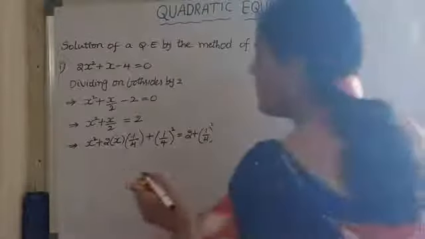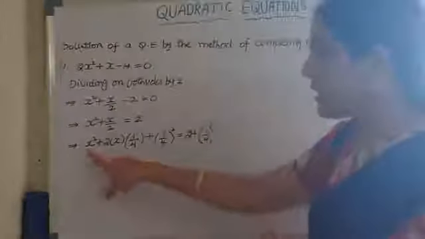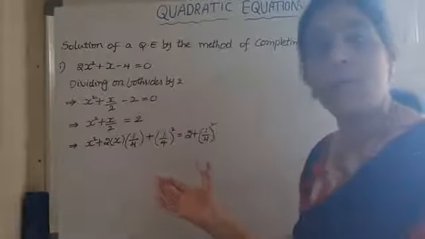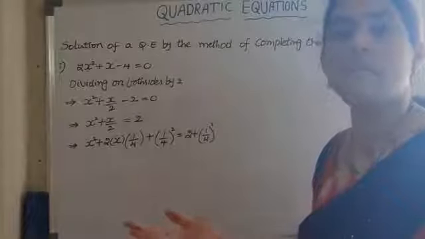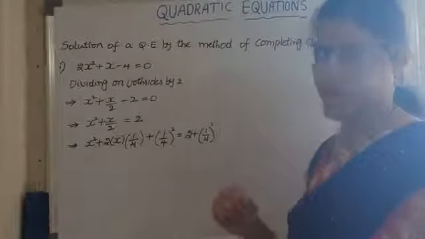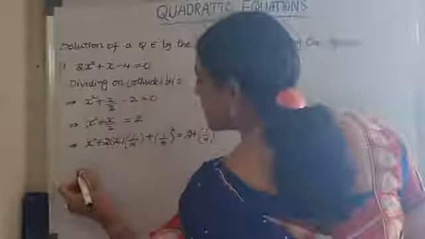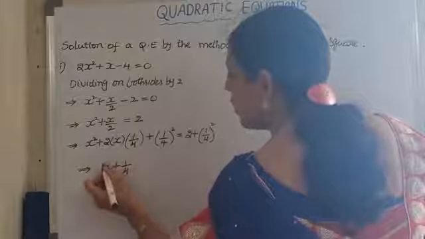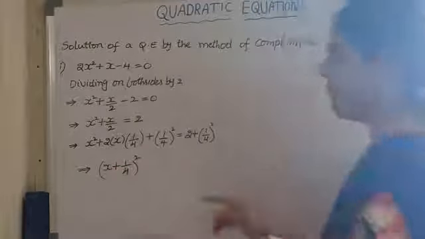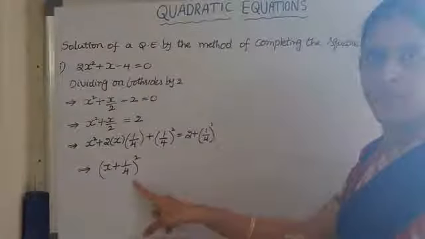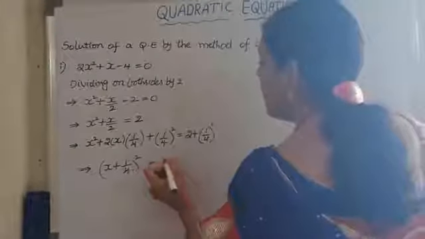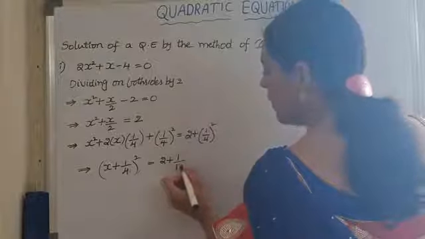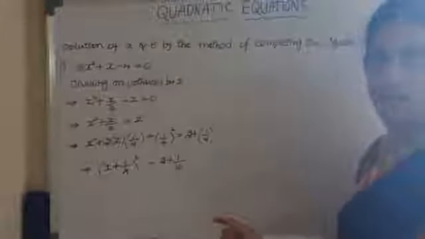Understand? See here now, this is of the form a square plus 2ab plus b square. What is the formula for a square plus 2ab plus b square? Yes, a plus b whole square. Here what is a? x. What is b here? 1 by 4. Now this is of the form a plus b whole square, that is, x plus 1 by 4 whole square is equal to 2 plus 1 by 4 whole square, 1 square by 4 square. 1 square is 1, 4 square is equal to 16.